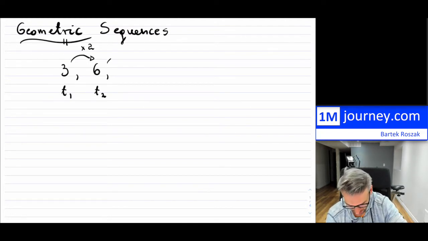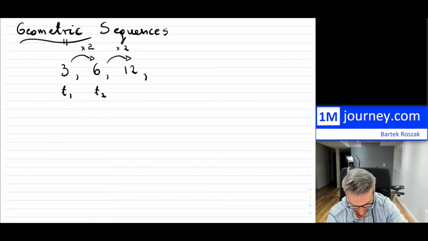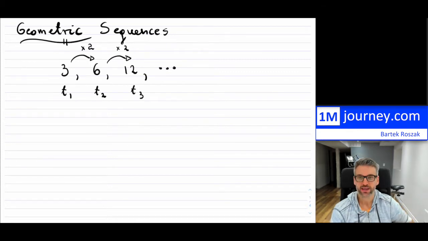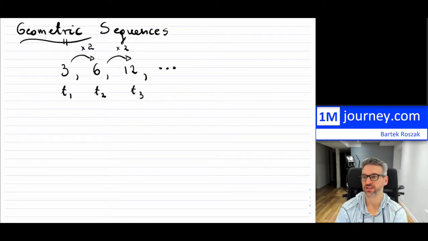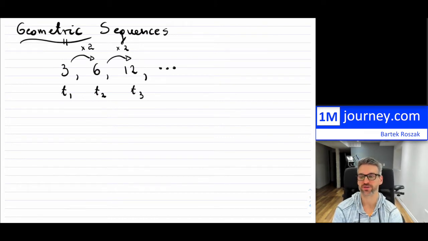And we continue this pattern, continuously multiplying. So the next would be 12, and so on. This is term 3. That's what geometric sequences are all about. You are given a sequence of numbers, and you notice that going from one term to another, they are just ratios of each other.